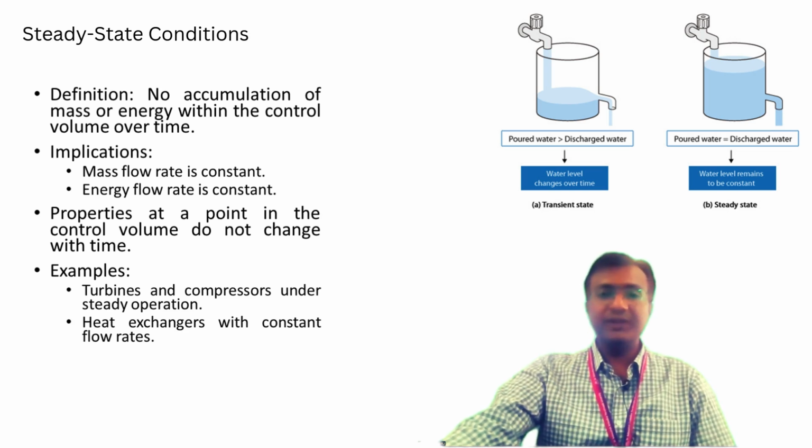The examples of these steady state systems are the turbines and the compressors. They operate under steady operations. These devices maintain constant mass flow rate and energy flow rates. And heat exchangers with the constant flow rates, the heat exchangers operate under steady conditions, ensuring efficient heat transfer.